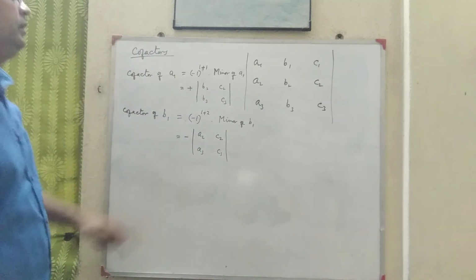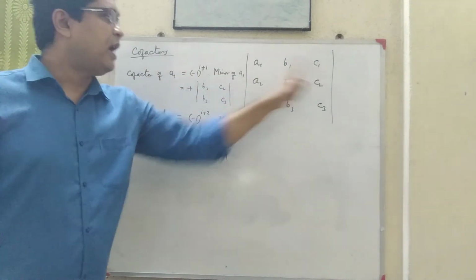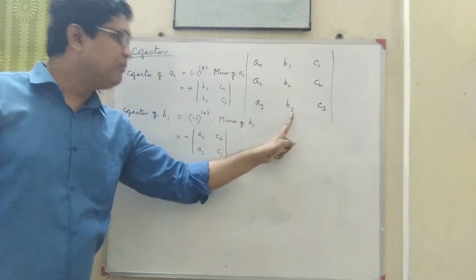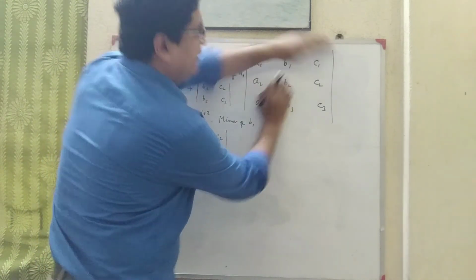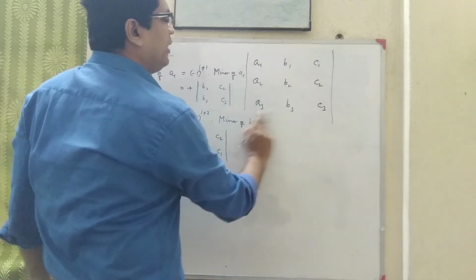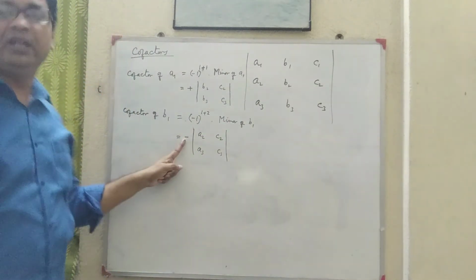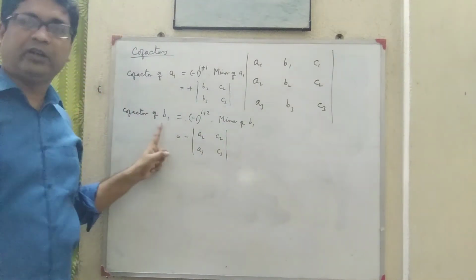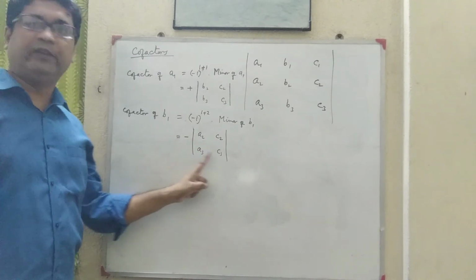Because you see B1 lies in the first row and B1 also lies in the second column. So the first row and second column you have to cover, and the remaining elements, that is A2, C2, A3, C3, will be the minor of B1, and the sign before it will be minus for the cofactor of B1. So the cofactor of B1 is equal to minus A2, C2, A3, C3.